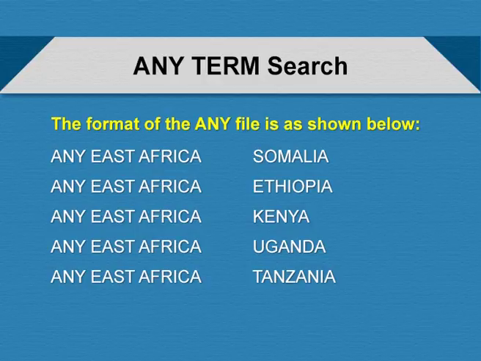Just like any Indian state, I am giving the example of any East African country. So, any East Africa, Somalia; any East Africa, Ethiopia; any East Africa, Kenya. There we do not have to give the terms Somalia or Ethiopia or Kenya or Uganda or Tanzania etc. Just I will give the term I am searching, say for example, mining and any East Africa country. So, it will take the values from Somalia, Ethiopia, Kenya, everything automatically.